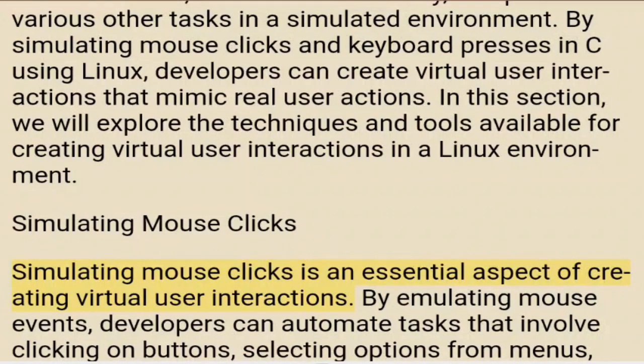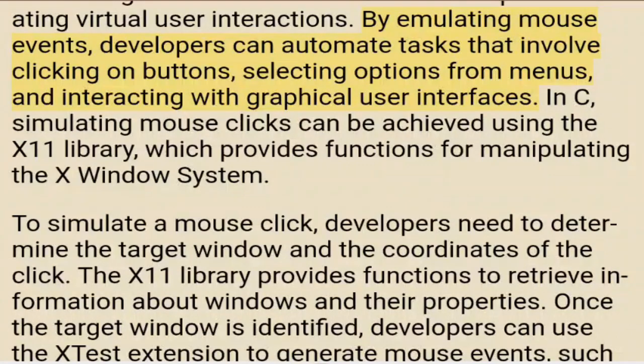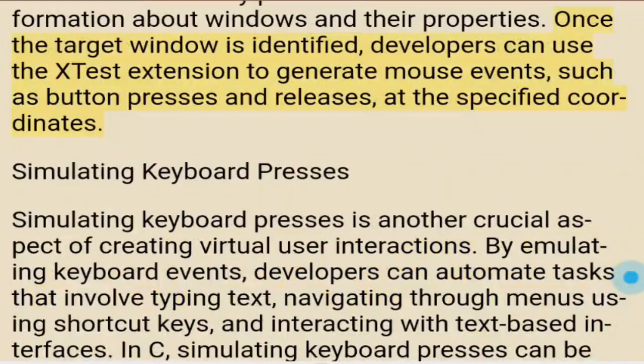Simulating mouse clicks is an essential aspect of creating virtual user interactions. By emulating mouse events, developers can automate tasks that involve clicking on buttons, selecting options from menus, and interacting with graphical user interfaces. In C, simulating mouse clicks can be achieved using the X11 library, which provides functions for manipulating the X window system. To simulate a mouse click, developers need to determine the target window and the coordinates of the click. The X11 library provides functions to retrieve information about windows and their properties. Once the target window is identified, developers can use the XTest extension to generate mouse events, such as button presses and releases, at the specified coordinates.